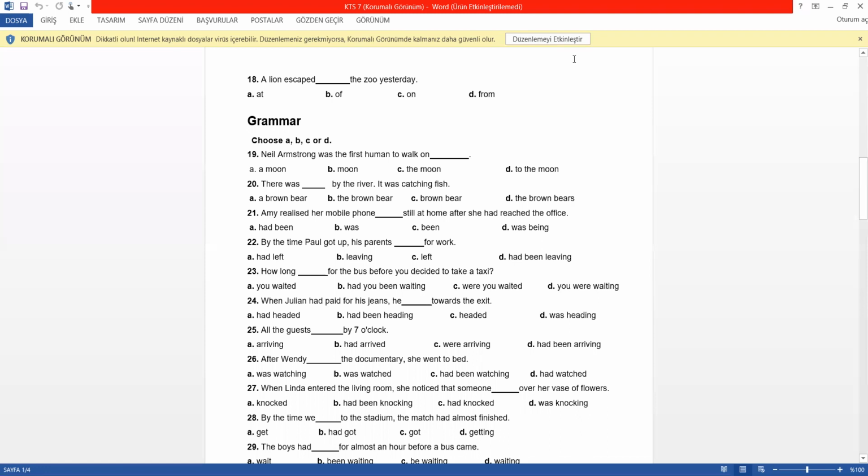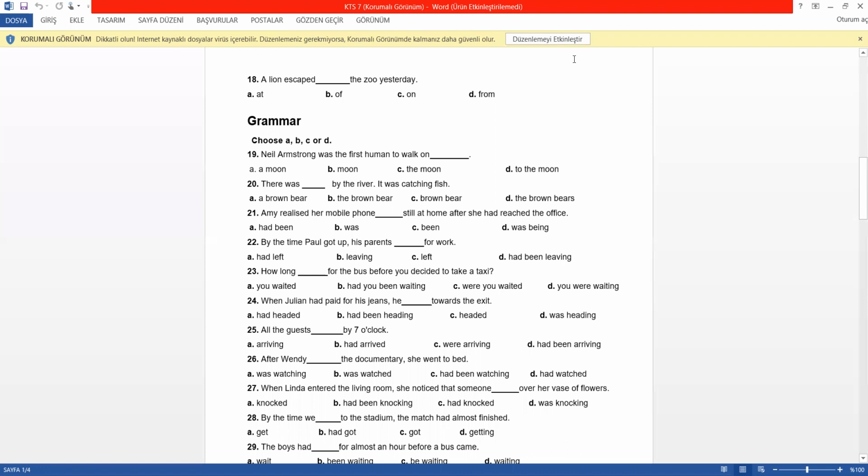For question number 20, the relevant answer is A, brown bear, because here we talk about the bear for the first time. That's why we choose the indefinite article a.